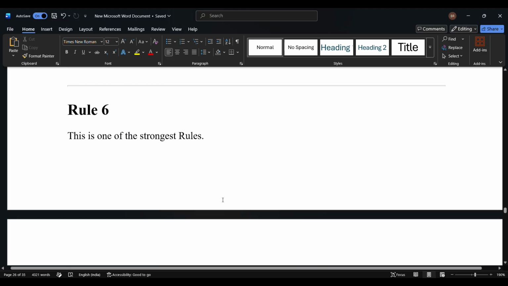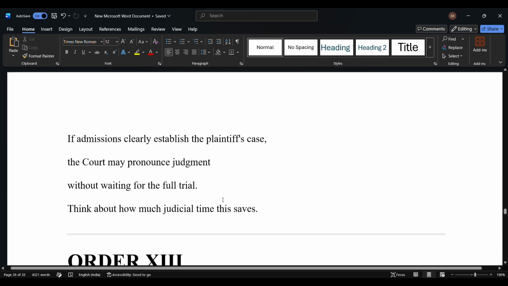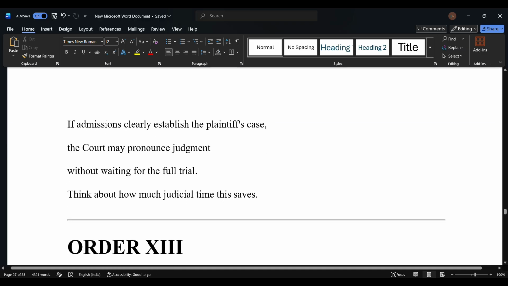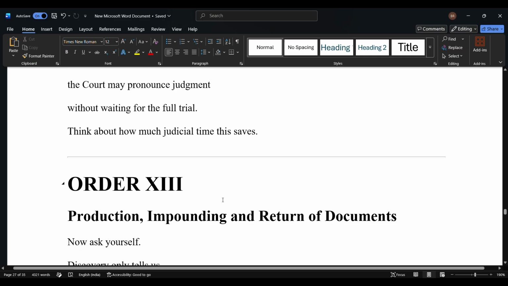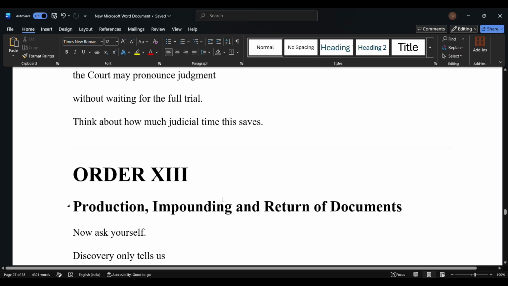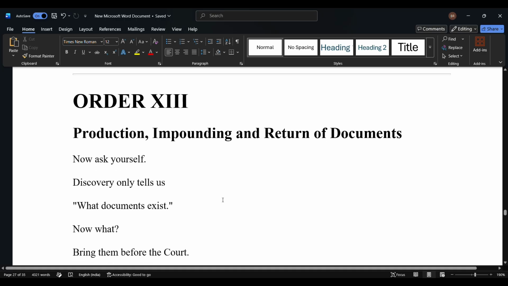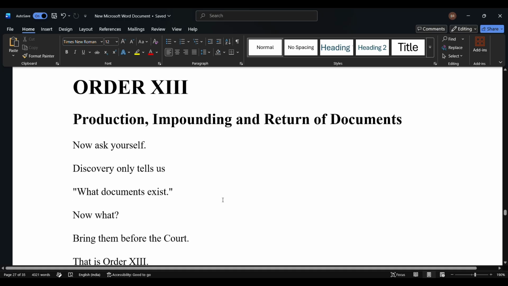Rule 6. This is one of the strongest rules. If admissions clearly establish the plaintiff's case, the court may pronounce judgment without waiting for the full trial. Think about how much judicial time this saves. Order XII, production, impounding and return of documents.